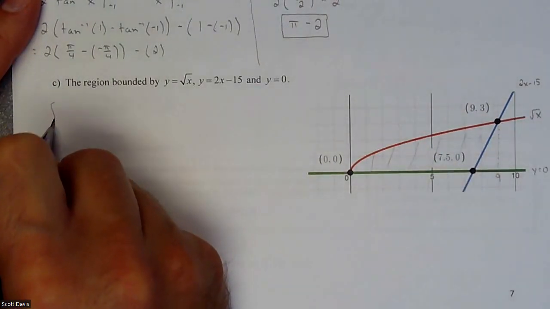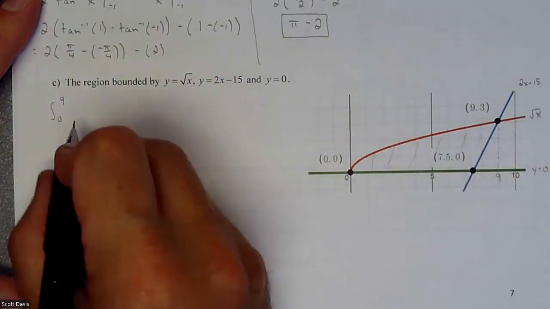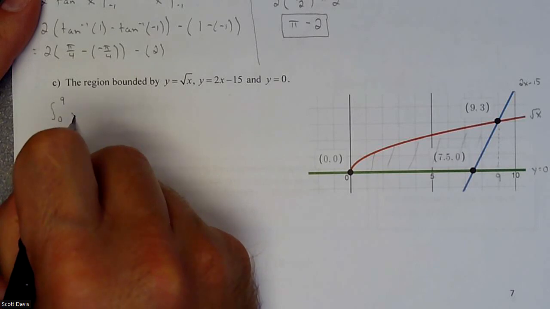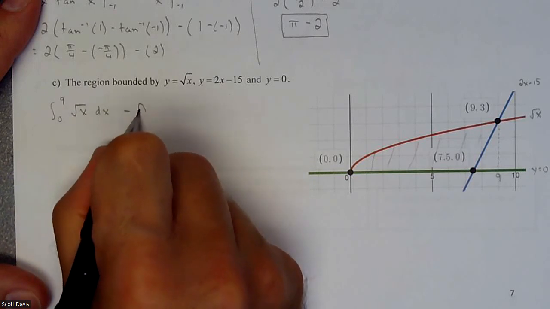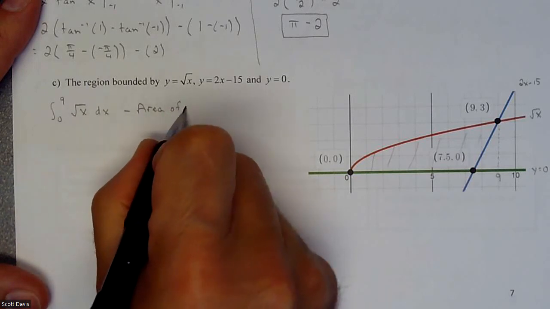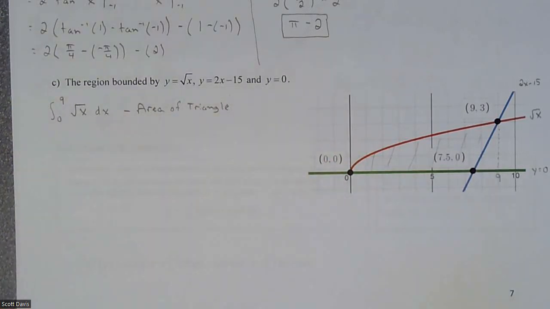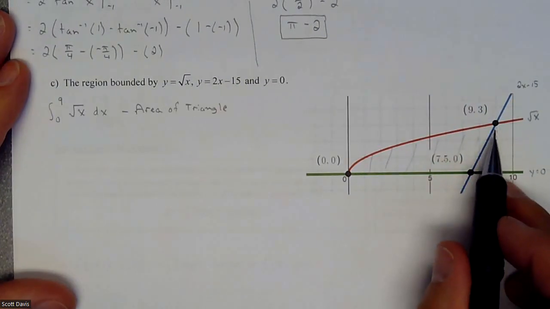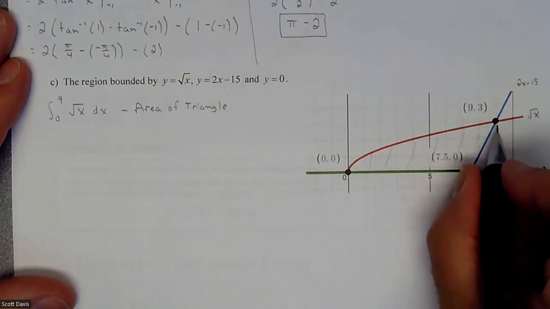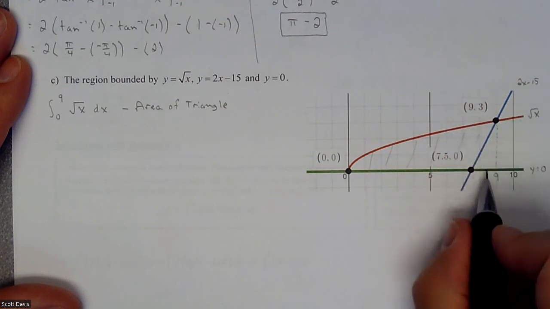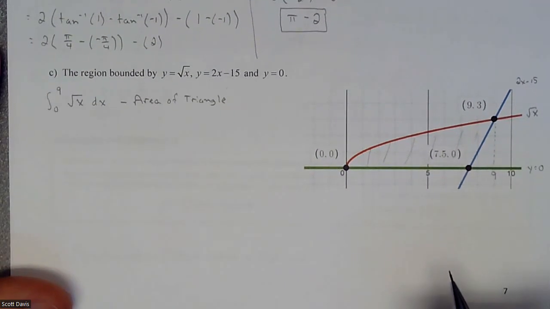So mine's going to be from 0 to 9 of the red function, which is just the square root of x. And I'm going to subtract out the area of the triangle. Now, if I want to do it with calc, the area of the triangle is going to be the area under the curve of the blue, which is that linear equation. Or I can just do some geometry and figure out the height, which is 3. And I need to figure out the width. We go from 7.5 to 9. I can also just do some geometry on it.